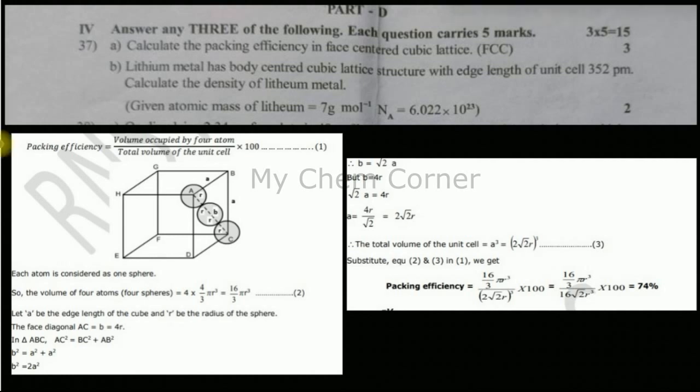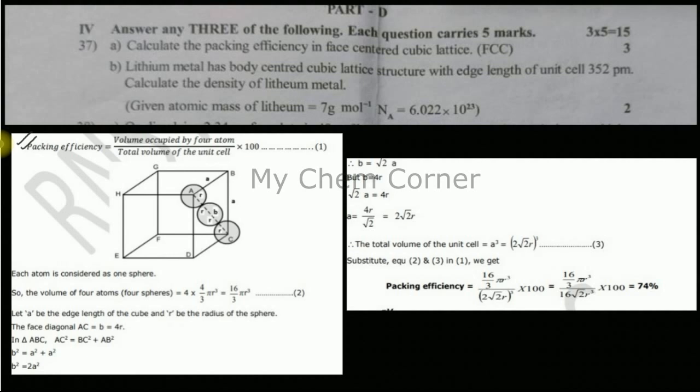Alright, so the formula of packing efficiency is given here. It says volume occupied by 4 atoms, 4 atoms because the number of atoms per unit cell in FCC is 4, divided by total volume of the cube of the unit cell into 100. Now, you need to draw the diagram, whether it's BCC, FCC, whatever, you need to draw its respective diagram. Then do the calculation.